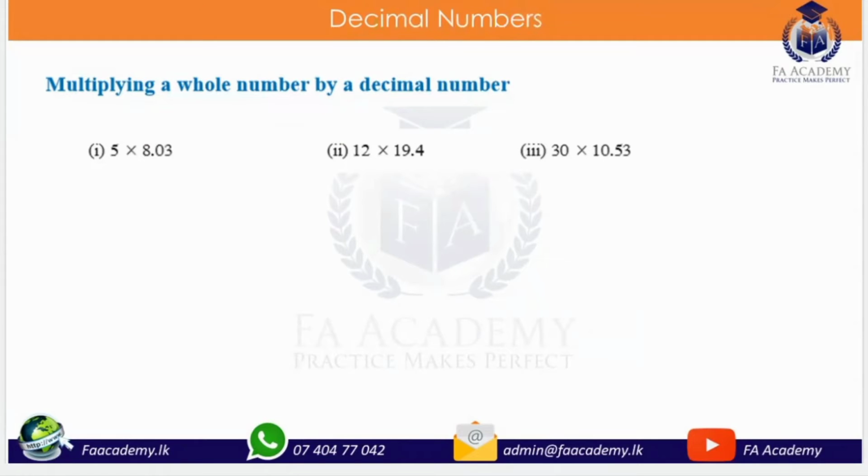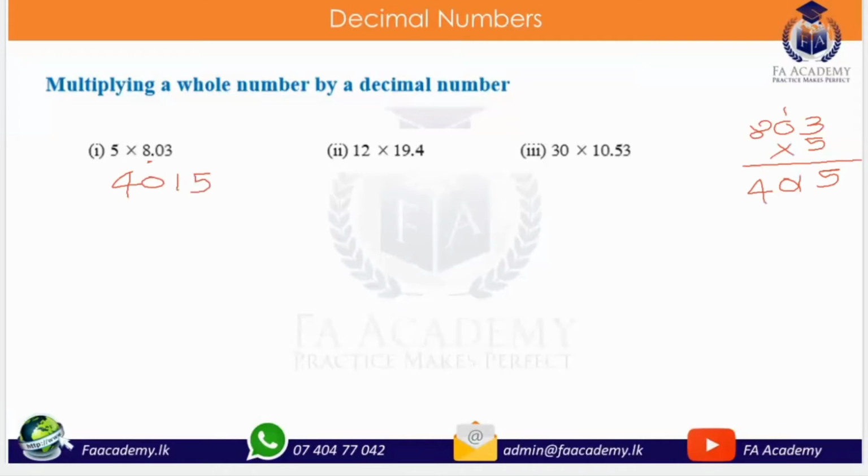So in this case, what you have to do is forget about the decimal point and then multiply the numbers as usual. 803 multiplied by 5. Forget about the decimal. That's the first step. So when you multiply this, 5 times 3 is 15, and you take the one to the other side. 5 times 0 is 0, so you can write that one here. 8 times 5 is 40. So you get the answer 4015.